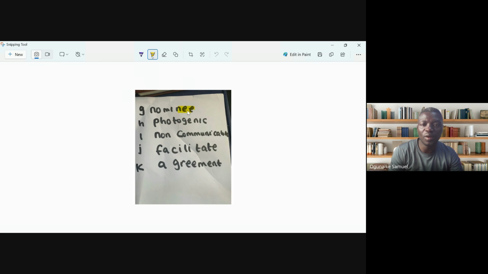Now this one, when the word ends in EE, you have to stress the EE itself. You have returning. When a word ends in IC, not NIC, just IC, you have to stress the second syllable.